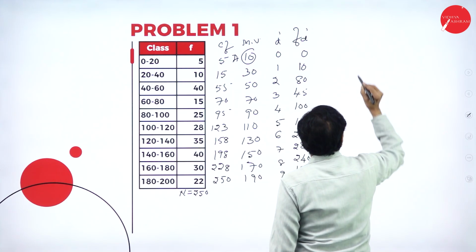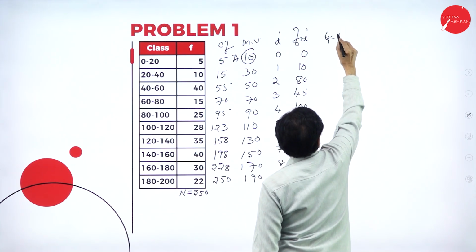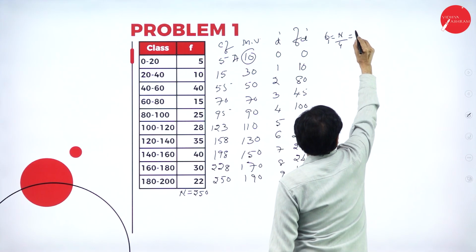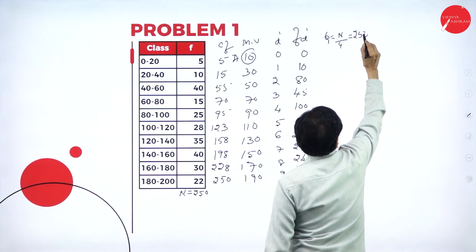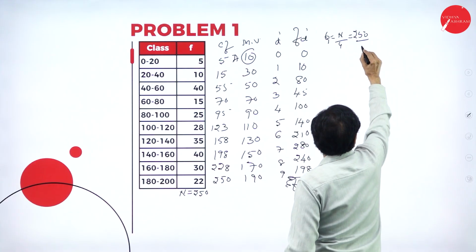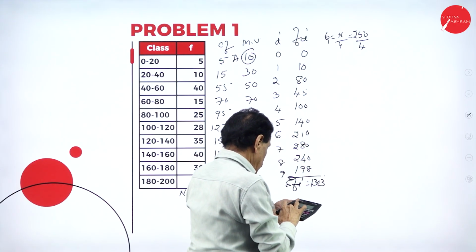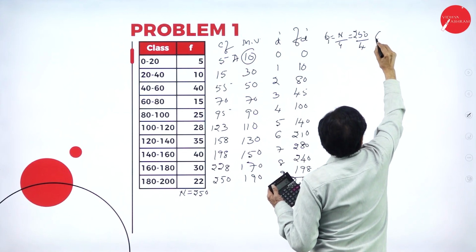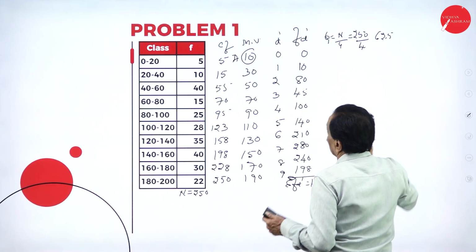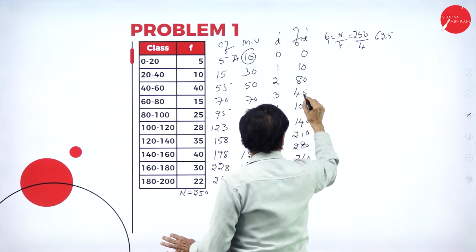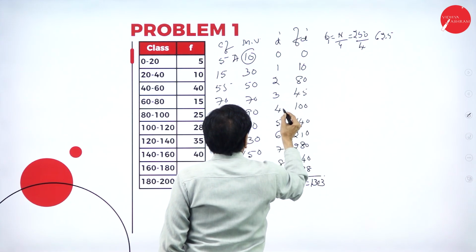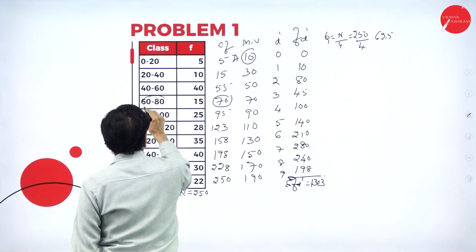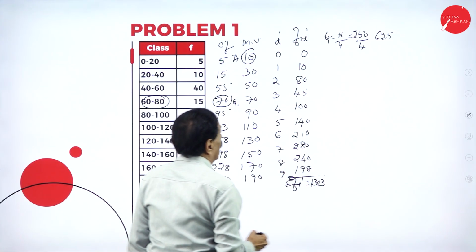First, quartile deviation. Q1 is equal to n by 4. What's your n? 250 divided by 4 is 62.5. Find 62.5 in the cumulative frequency column. It will come under 70. This is your Q1 class.